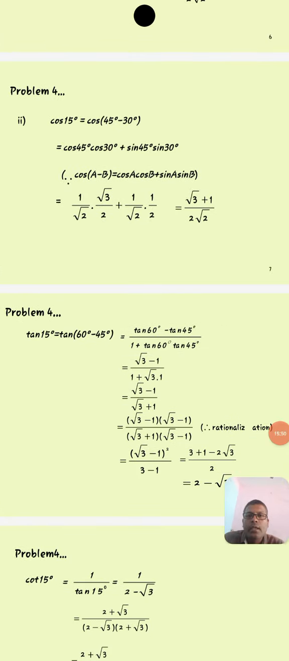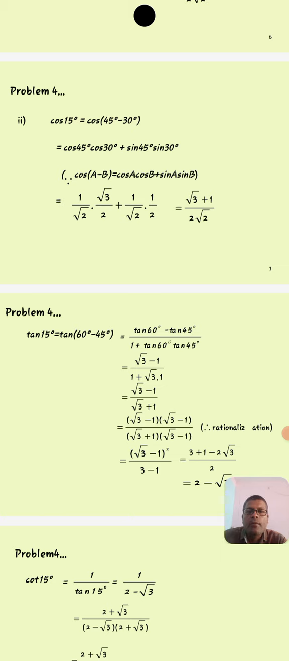Now the same way, cos 15 degrees. How to write cos 15 degrees? Cos of 45 minus 30. Cos of A minus B formula is also applicable here: cos A cos B plus sin A sin B. What is the A value? 45 degrees. What is the B value? 30 degrees. So we write cos 45 into cos 30 plus sin 45 into sin 30.